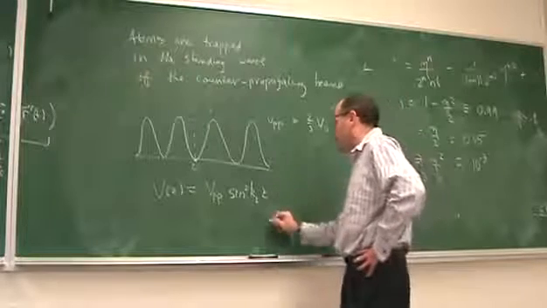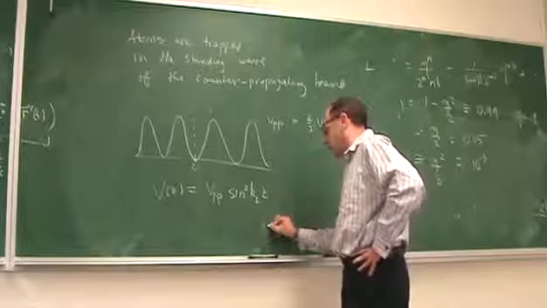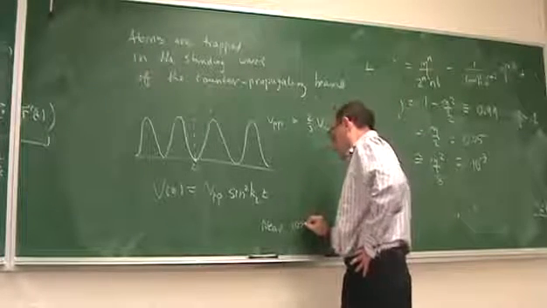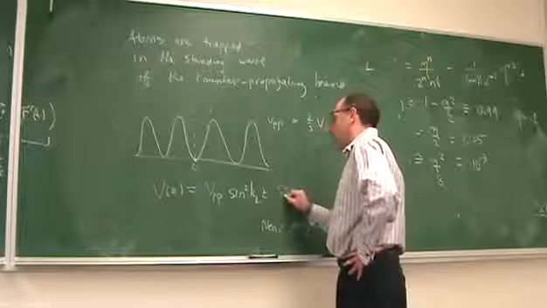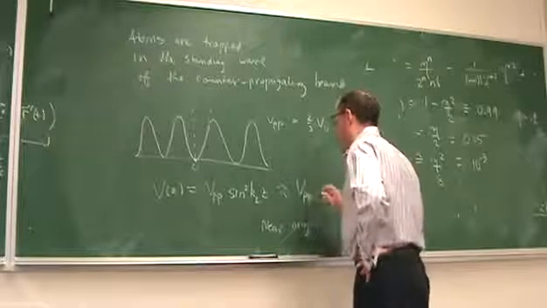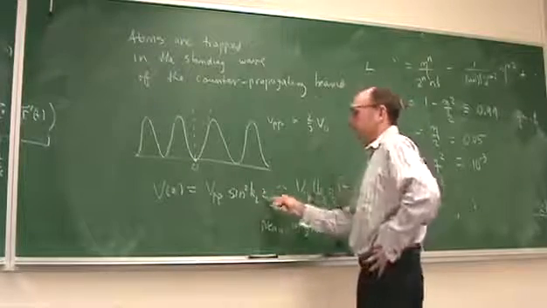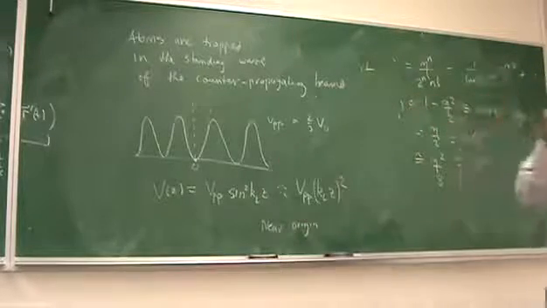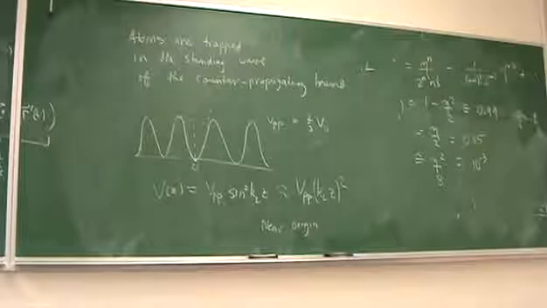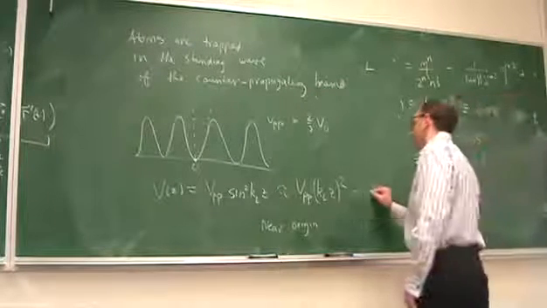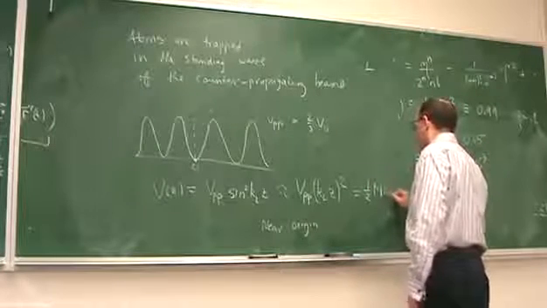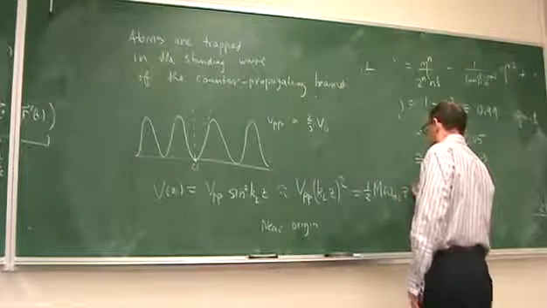If I write this so near the origin, this is approximately the peak-to-peak depth. Sine of a small argument is its argument, sine squared is the square of that argument. Okay? And this is 1/2 m omega oscillation z squared.